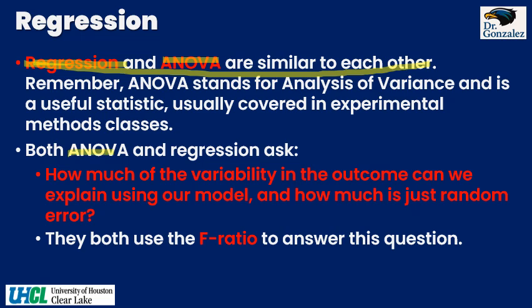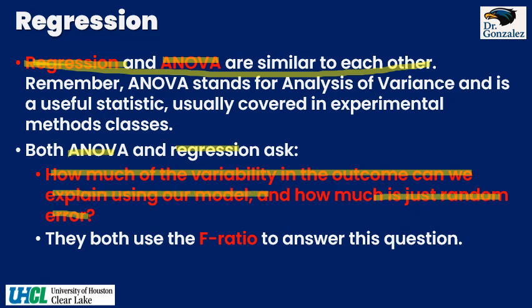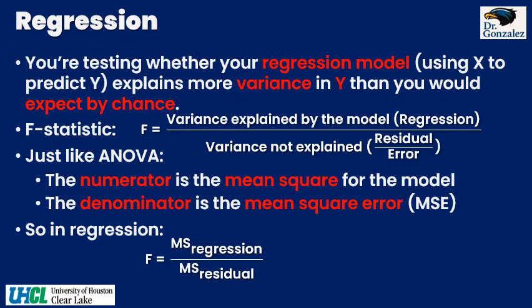Both ANOVA and regression ask the question, how much of the variability in the outcome can we explain with a model? How much of it is just random error? And they're both going to use an F ratio to answer that question, but how they get the F ratio is a little different. So what we're doing in regression is testing our regression model using X to predict Y, and we're looking to see if it explains more variance in Y than you would expect by chance.